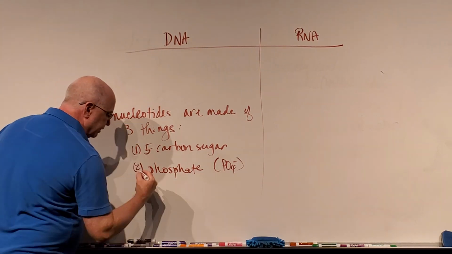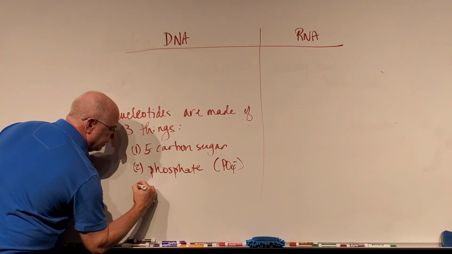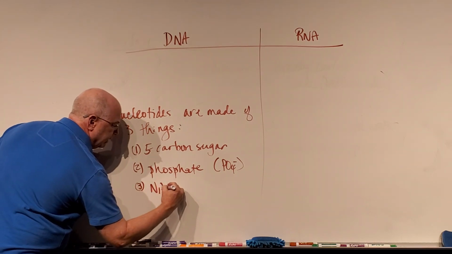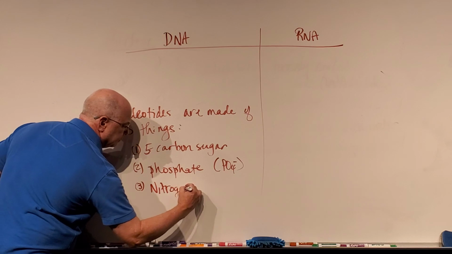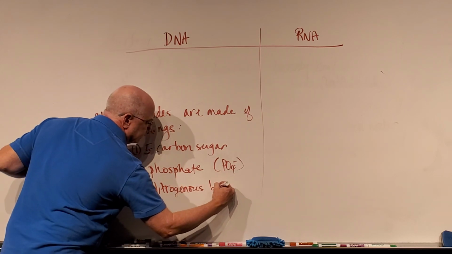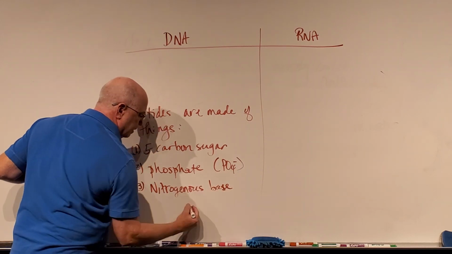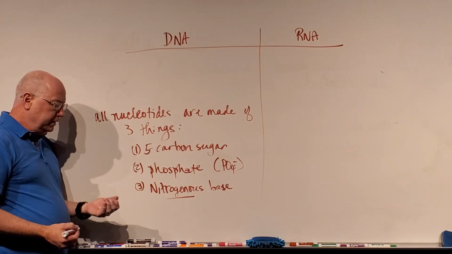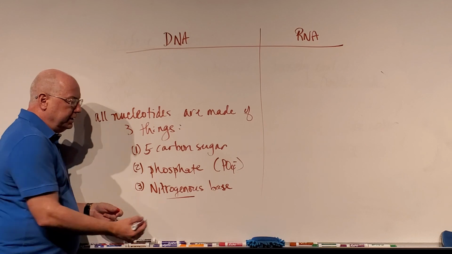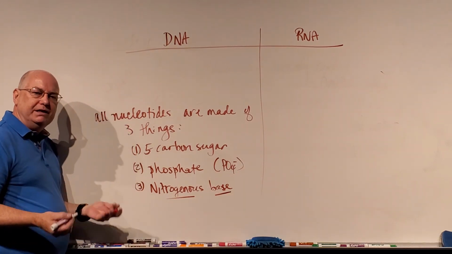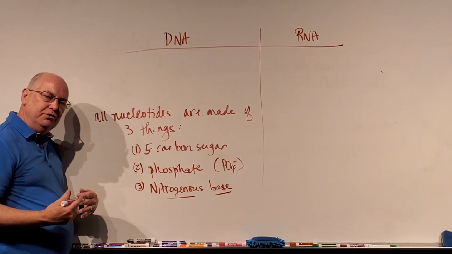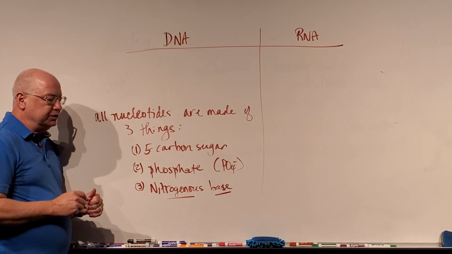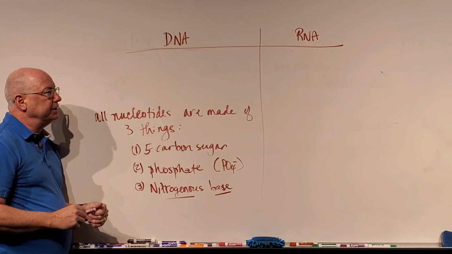And the last thing that is required to form a nucleotide is what we call a nitrogenous base. Nitrogenous because they contain nitrogen, and a base because they're basic in their pH. They would remove hydrogen ions when placed in solution, if you recall your pH lecture.